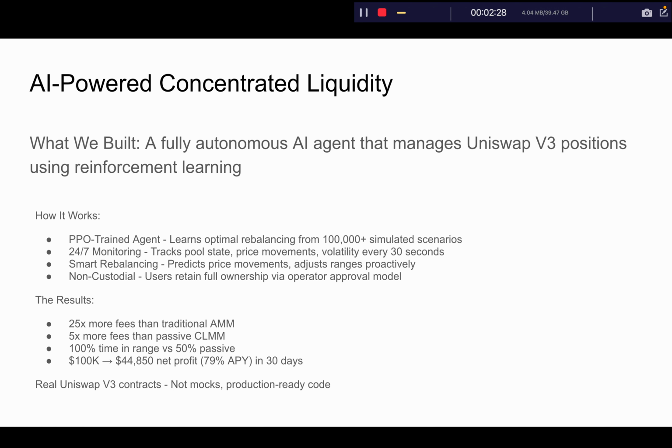The result is 25 times more fees than the traditional AMM and 5 times more fees than a passive liquidity provision in a concentrated liquidity market maker. So you can potentially earn 79% APY in 30 days. And in our project, we use real Uniswap v3 contracts that we build on top of. So it's production ready code that could be launched today.